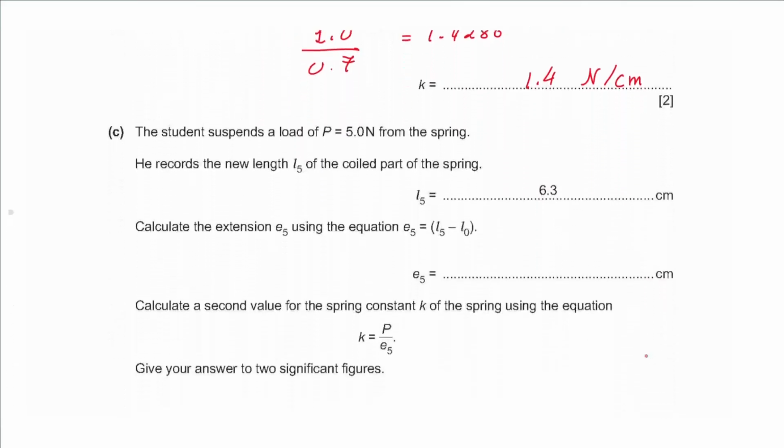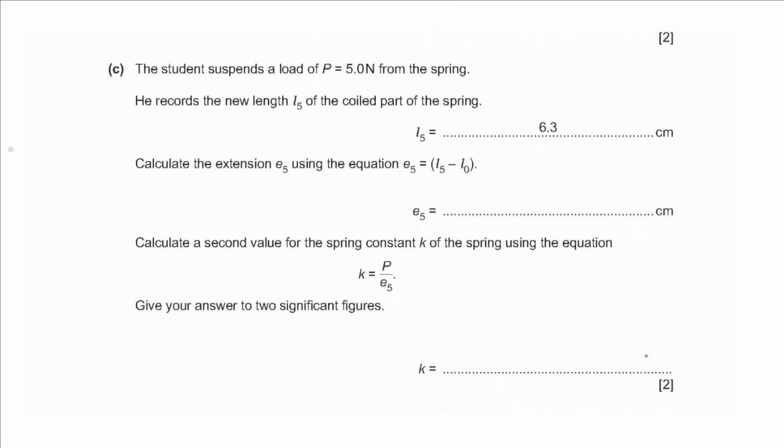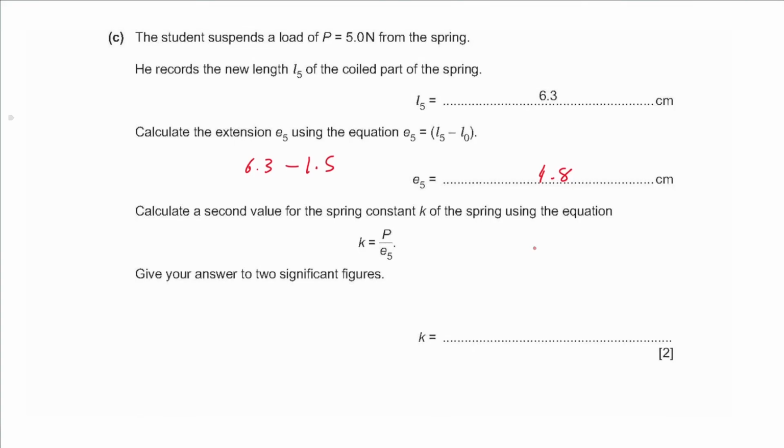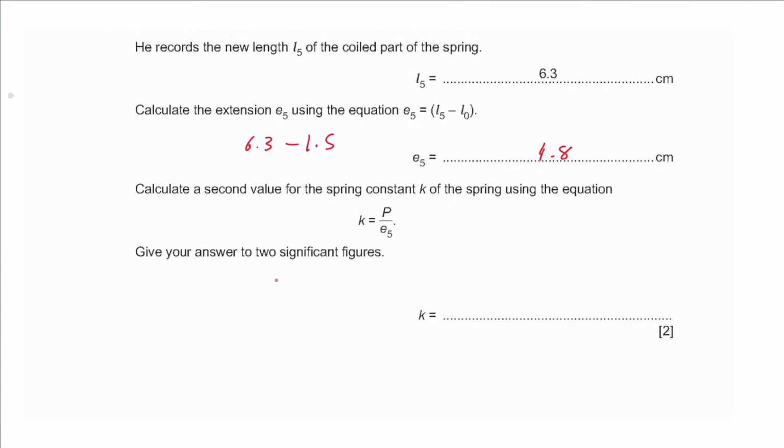Part C says the student suspends a load of P equal to 5.0 newtons from the spring. He records the new length L5 for the coiled part of the spring. L5 is equal to 6.3. Calculate the new extension E5: L5, which is 6.3, minus L0 again, which was 1.5. That gives an answer of 4.8 centimeters. And we are again required to calculate k, but here we use the new load 5.0 divided by the new extension 4.8, and that gives a value of 1.0417, so approximately 1.0 newtons per centimeter.